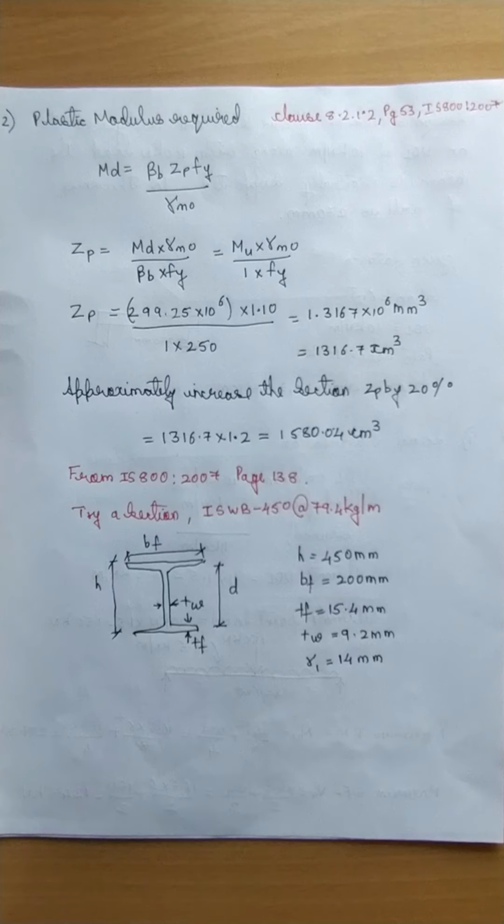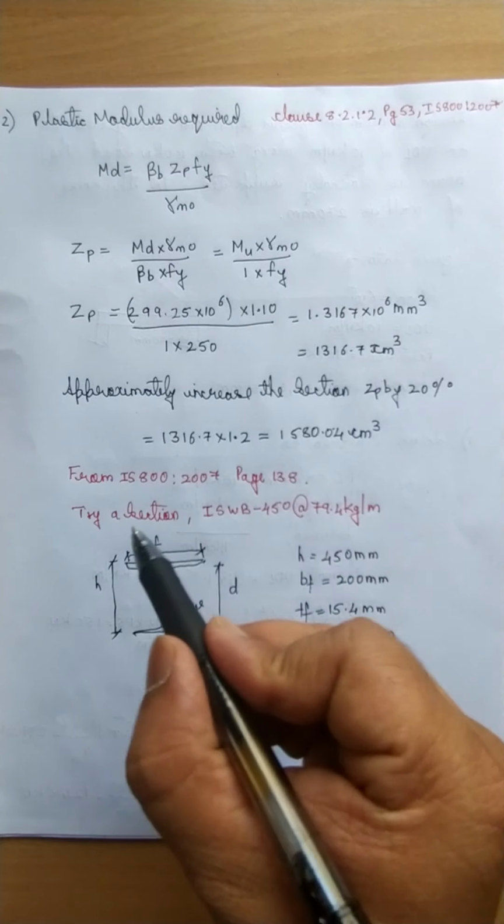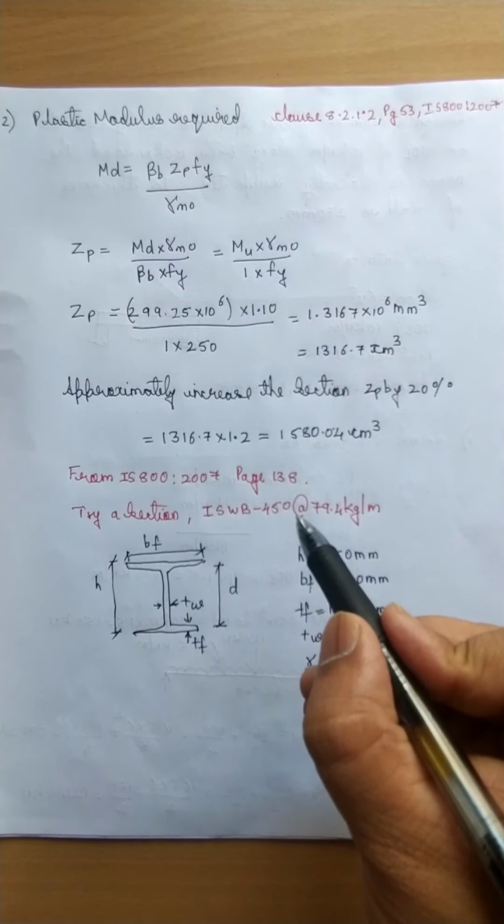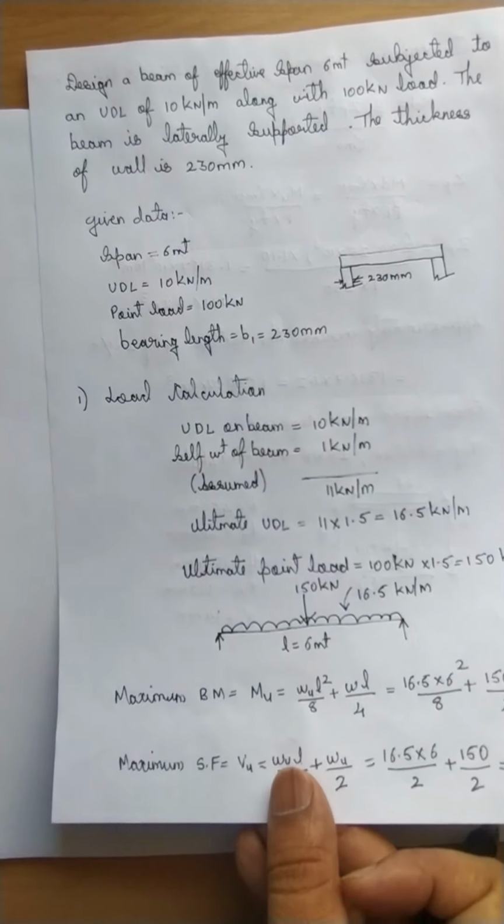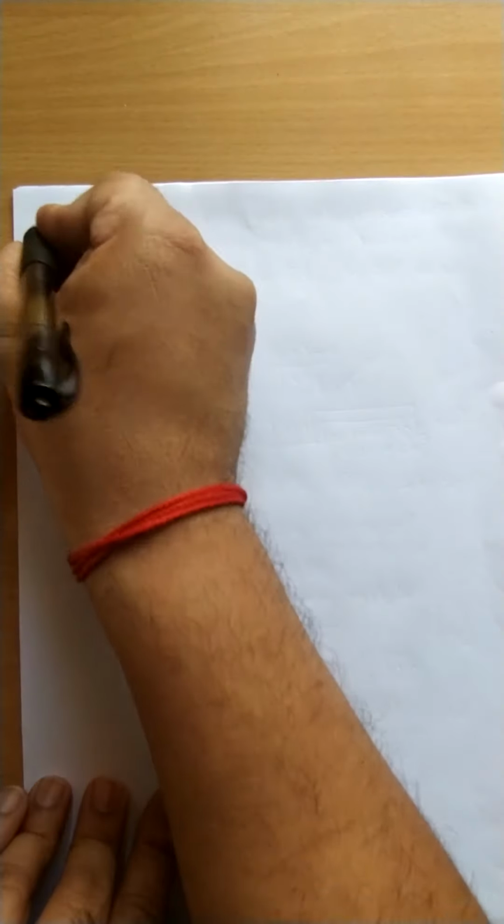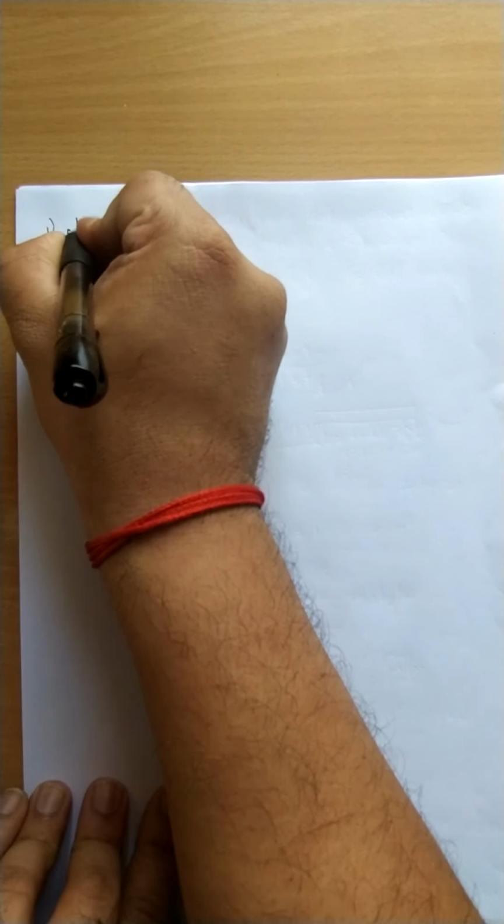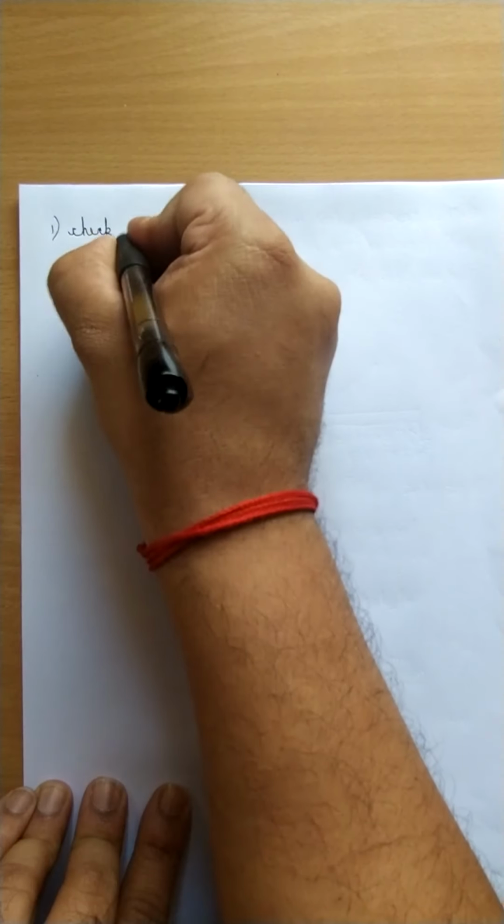So this is the continuation of the numerical. Now we have already chosen a section, that is ISWB 450 at 79.4 kg per meter. We have already done the load calculation. So now we have a section. So let us start with the checks. First check, I will take it as check for shear.